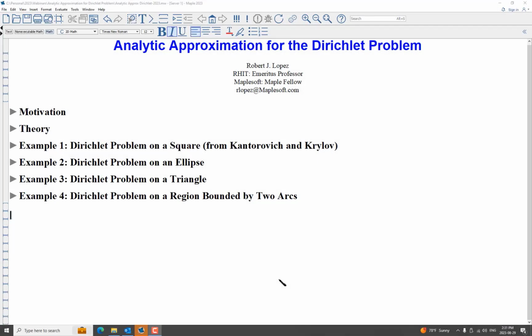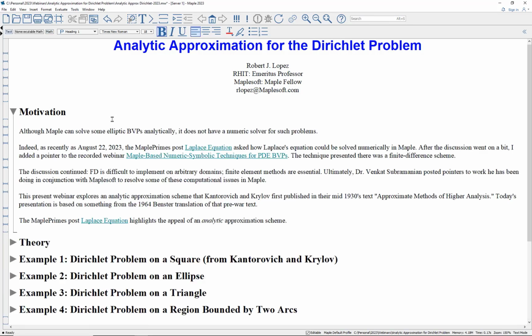Analytic approximation for the Dirichlet problem. Why are we doing this? Although Maple can solve some elliptic boundary value problems analytically, it does not have a numeric solver for such problems.